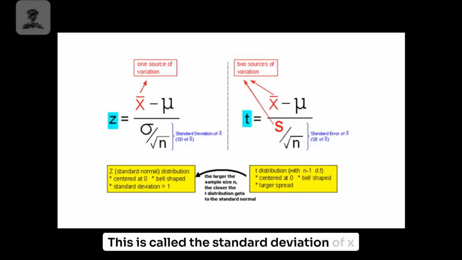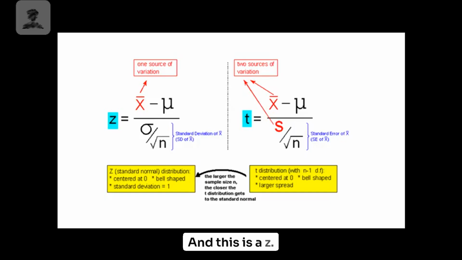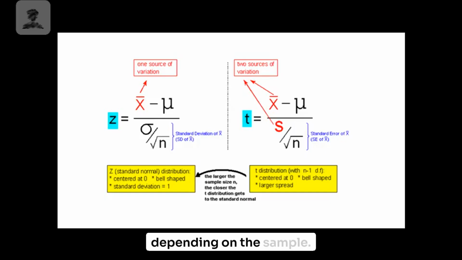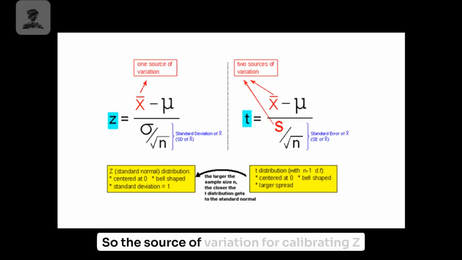This is called the standard deviation of x bars. The formula is similar for the t-test. This is a z, this is a t, but there are two sources of variation here. As you can see, the z value here can change depending on the sample. If you take one sample, it will change. If you take it another time, it will change again. So the source of variation for calculating z is only one, because the sigma doesn't change for a given sample size. In the population sigma is always the same.